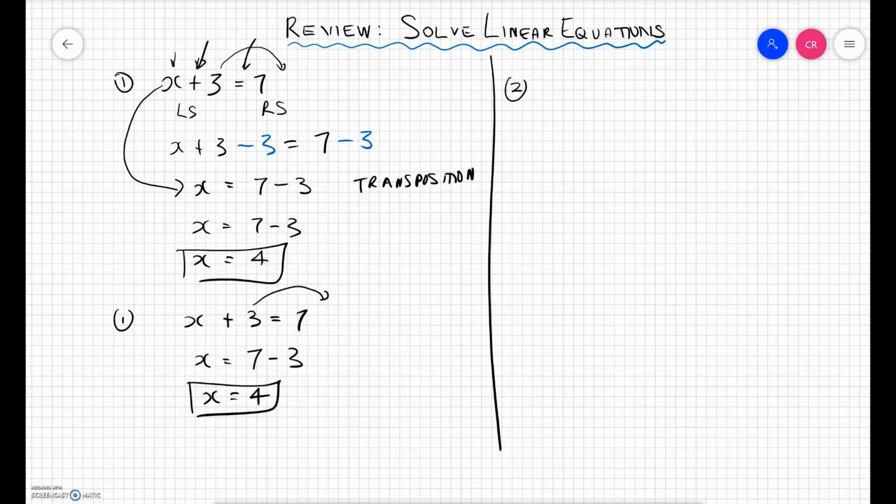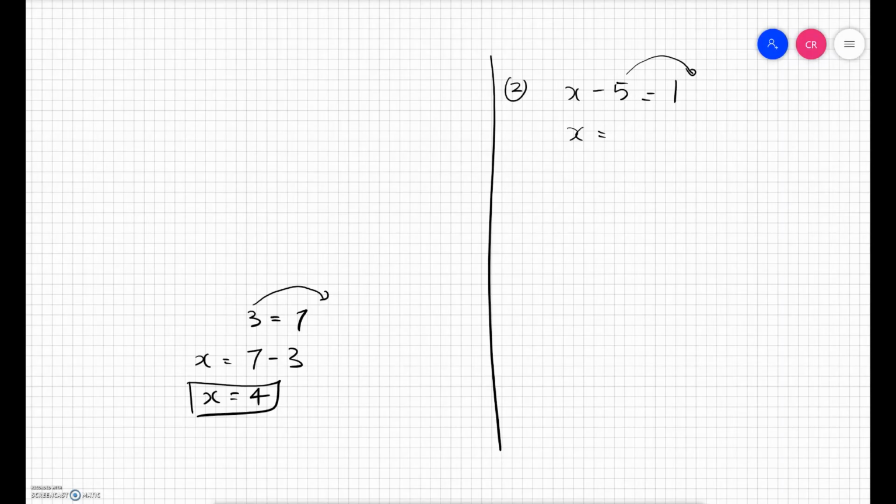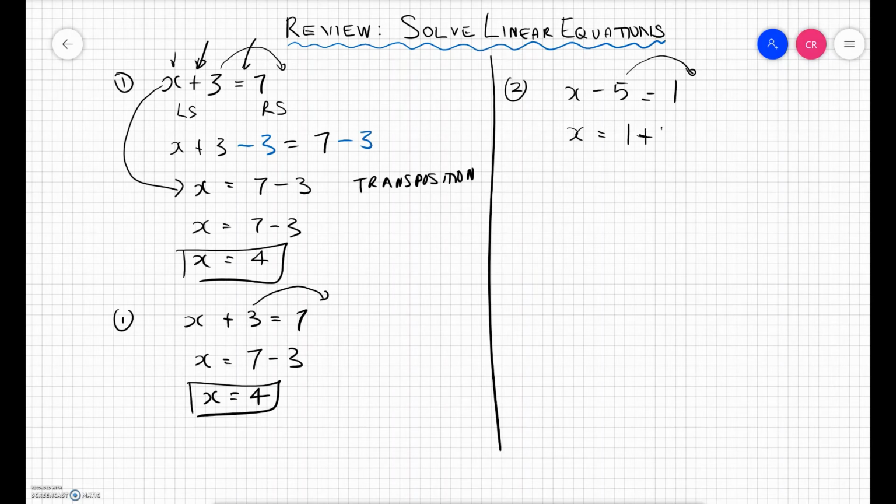Now we have x minus 5 equals 1. So using the idea of transposition, we could move this -5 over so it becomes a +5. So we have x is equal to 1 plus 5. So x is equal to 6. That's easy.